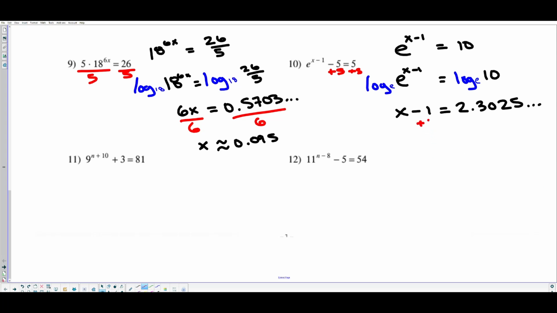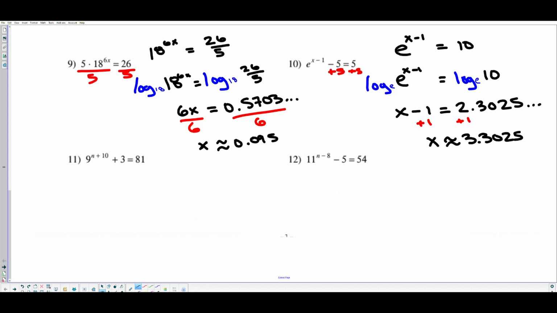Okay, so I have that answer, and then I'm just going to go ahead and add 1. So it'll be 3.3025, correct? And if you want to use a calculator, just put plus 1. So x is approximately equal to 3.3025. And yes, if you want to round the 5 to a 6, you can.